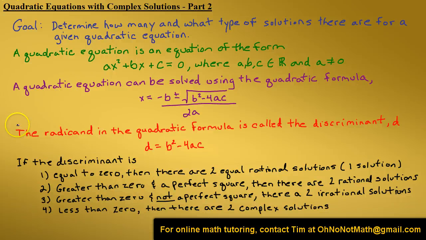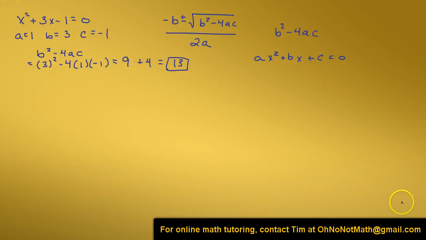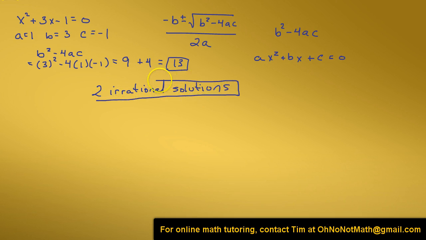So we go back and see number 3. It's greater than 0 and it's not a perfect square. 13 is not a perfect square. Therefore, we know that there are two irrational solutions. That was our goal, that's what we were trying to find out with this particular problem: the number and the type of solutions.